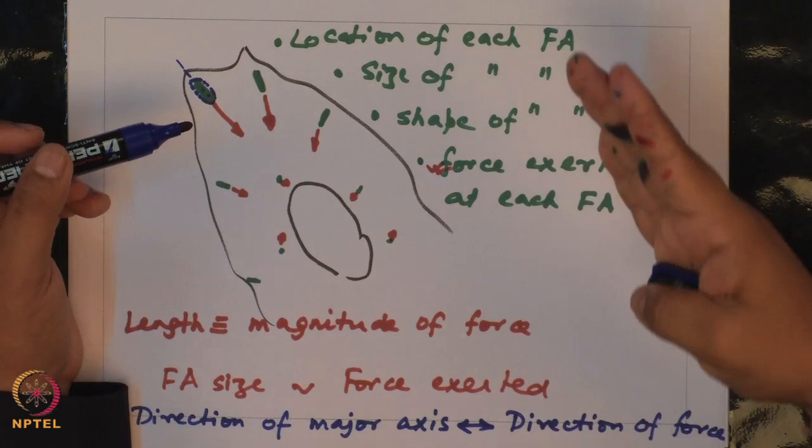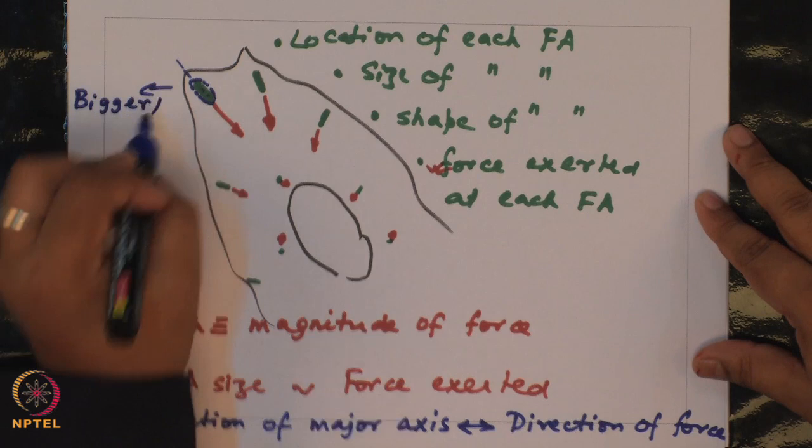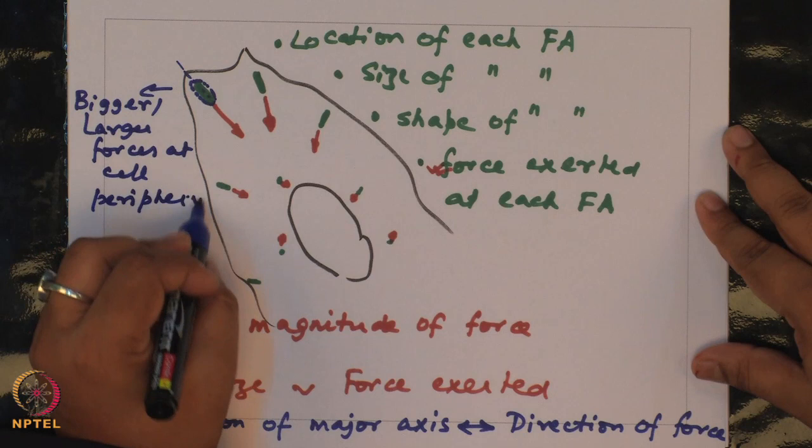particular direction. And as you go inward towards the nucleus, there are larger forces at the cell periphery. As you go inside, the magnitude of the forces decreases. For example, right around the nucleus, I have intentionally drawn small arrows in random directions. So there is no consistent behavior among these adhesions, which are small in size and localized close to the nucleus. With that, I stop here.